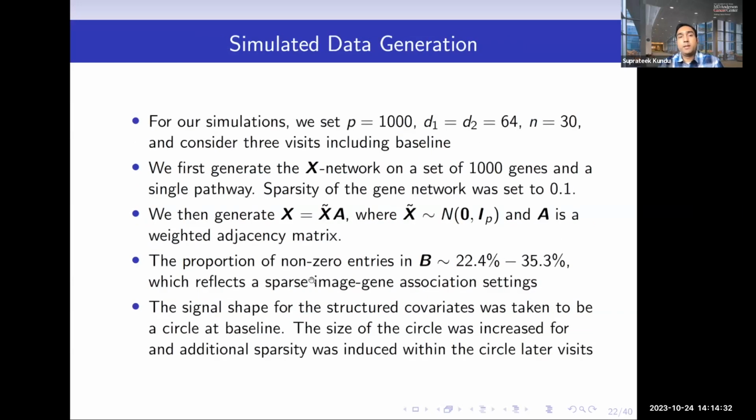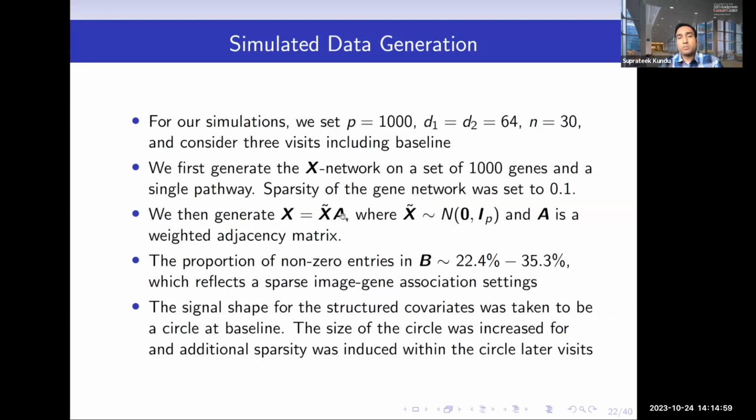We simulate some data. We take 1,000 covariates, and we have a 64 by 64 image, which is 4,096 voxels. And we only have 30 subjects, right? And we have 3 visits for the simulations. Think about it as maybe baseline, visit 1, visit 2.